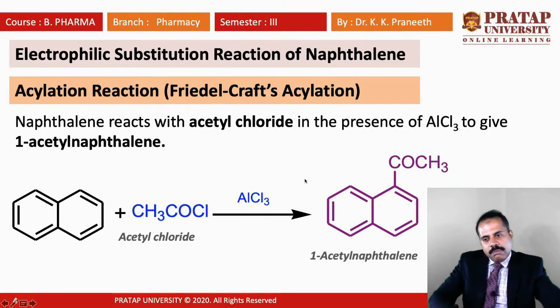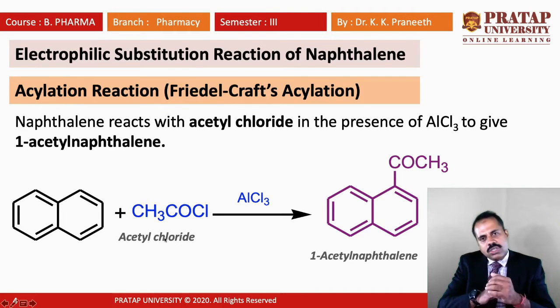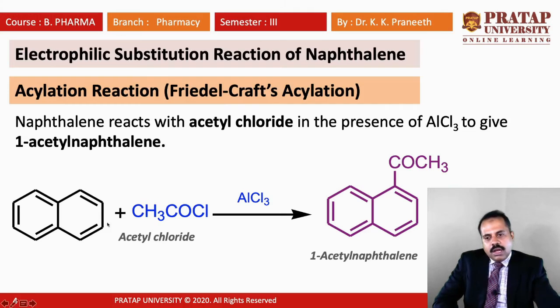This is a general scheme of the reaction. Naphthalene reacts with acyl chloride. In this case, it is called acetyl chloride. You can change the CH3 to CH2CH3, ethyl, right? This is methyl, so it is called acetyl chloride, CH3COCl, plus AlCl3 as the Lewis acid. The Lewis acid in this case is AlCl3.